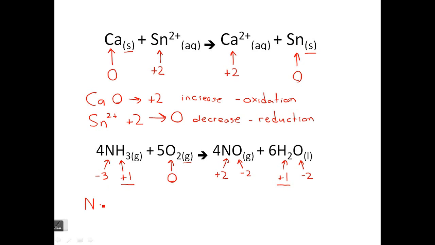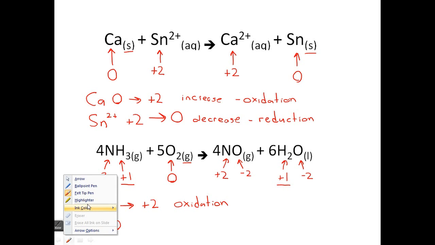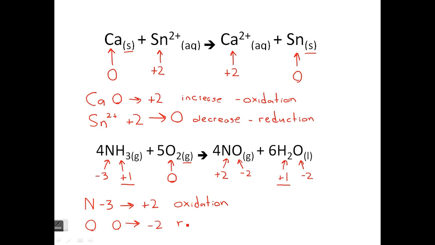What about the N? It's gone from -3 to +2. That's an increase in oxidation number, so that has been oxidized. Okay, it's oxidation. And then we have the O. It's gone from 0, sorry, not -0. There's no such thing as -0, is there? Let me just erase that. It's gone from 0 to -2. That's a decrease in oxidation number, so it's reduction. Okay, so that's how you use oxidation numbers to determine if something's been oxidized or reduced.